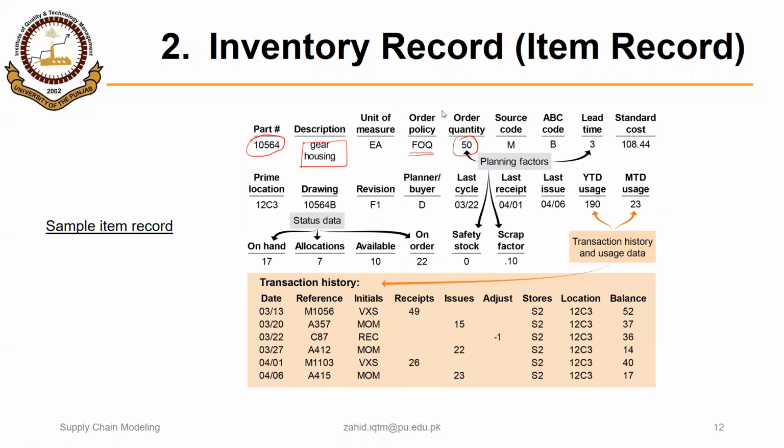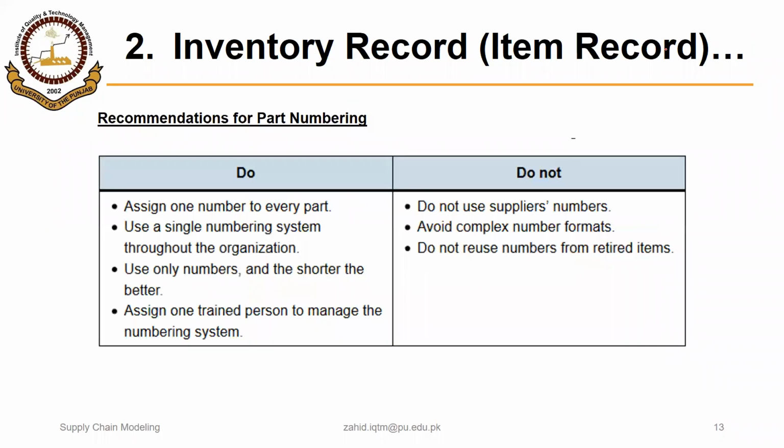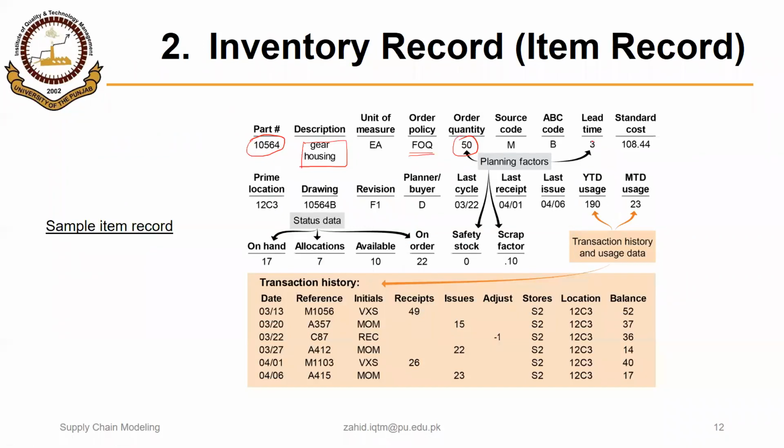And we have assigned some code to this item as well. The lead time is 3 weeks. And you can see some other factors as well. For example, last cycle counting for this component was performed on 22nd of March. So we will discuss in one of the topics in inventory management what cycle counting is. Last receipt was on 1st April.